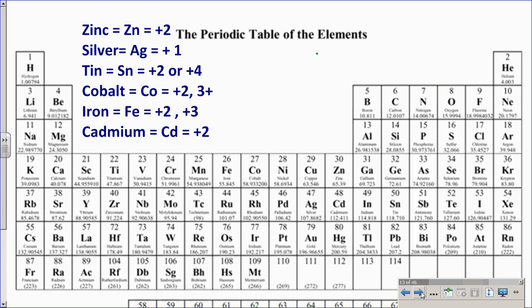Zinc, like I was just telling you, always has a 2+. That one doesn't have any variability whatsoever. Silver is always a 1+. Cadmium's always a 2+. Those are the only ones that have constant specific charges associated with them. Then we got these ones that have some room to play. And I have to add 2 more here because I don't have them up here.